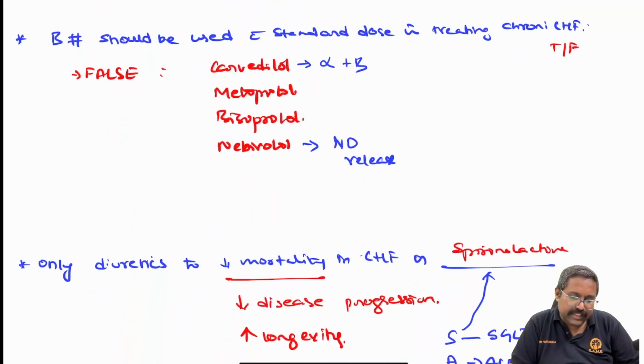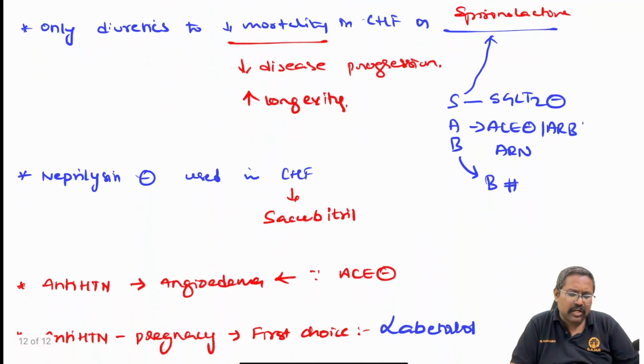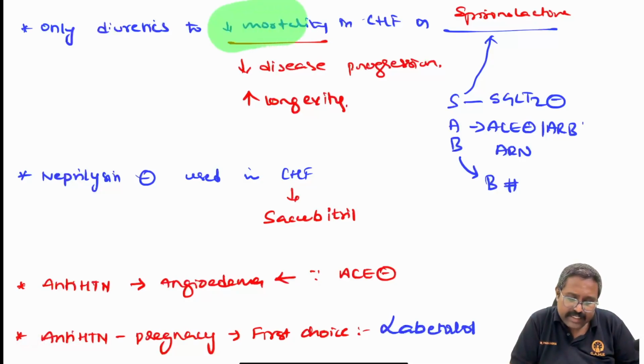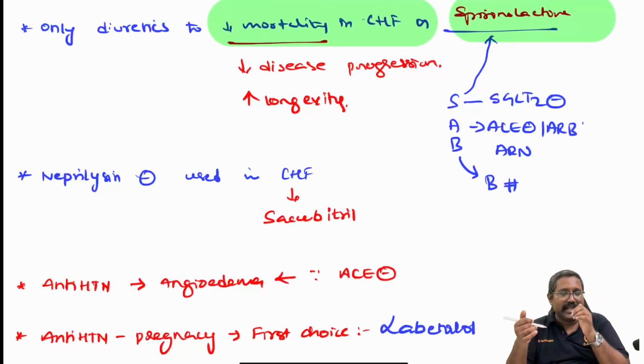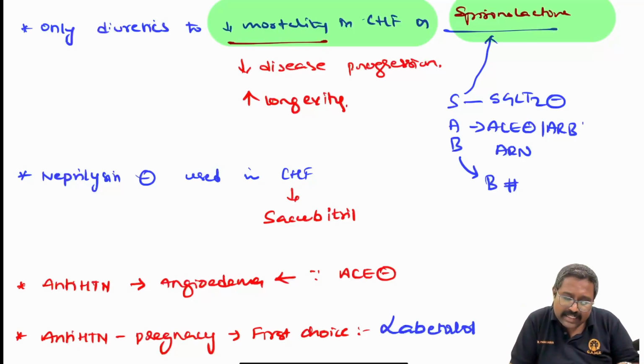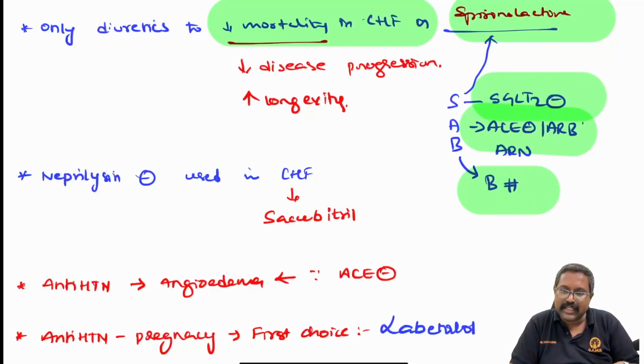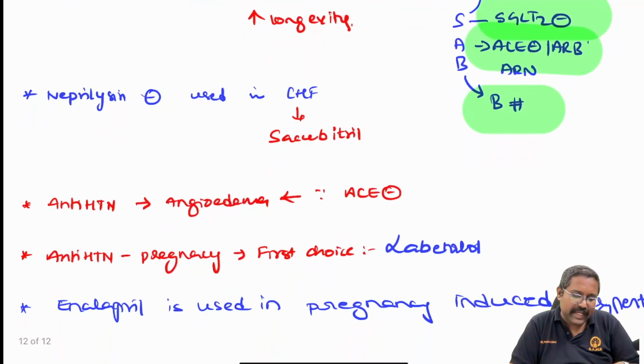And the next is which is the only diuretic which decreases the mortality in CHF. So please remember, it is your spironolactone. Spironolactone is going to decrease the disease progression, increase the longevity, and decrease the cardiac remodeling. Other drugs, as we discussed, we have ACE inhibitors, we have ARNI, and we have beta blockers, and we have SGLT2 inhibitors like dapagliflozin, etc. We have neprilysin inhibitors which are used in CHF. They are sacubitril.